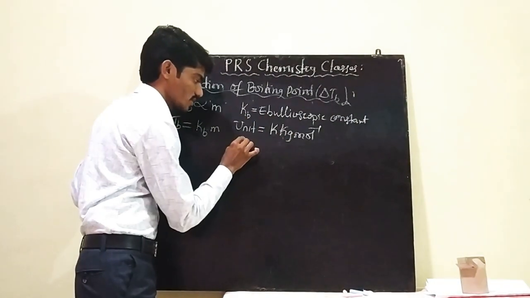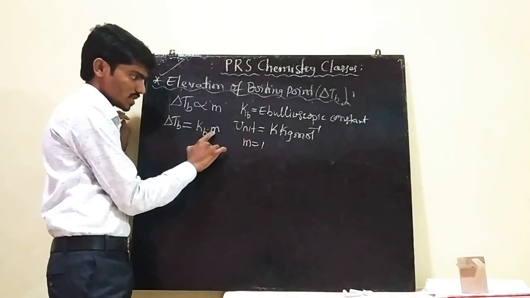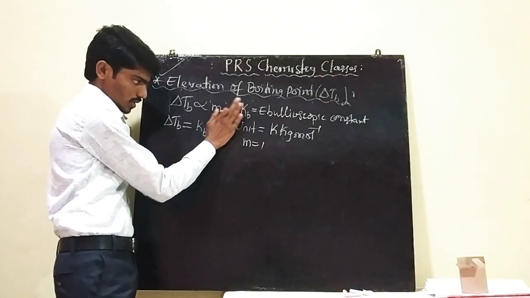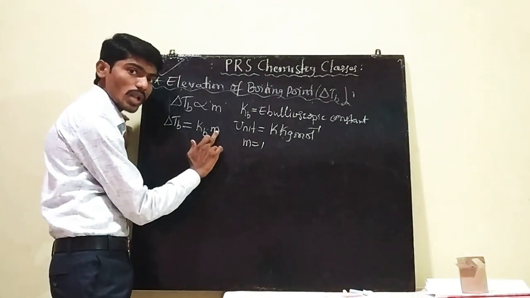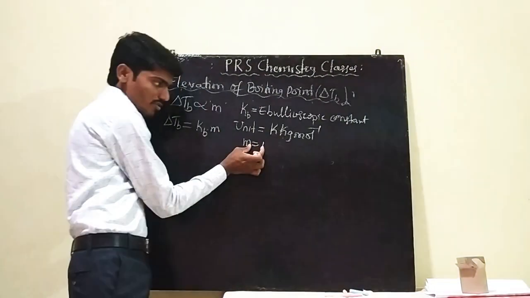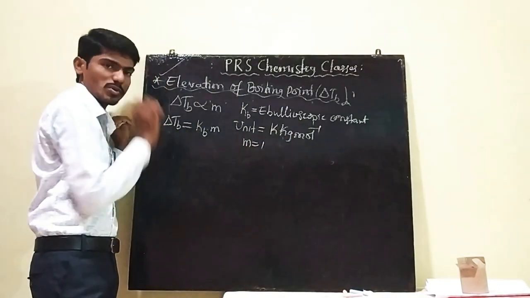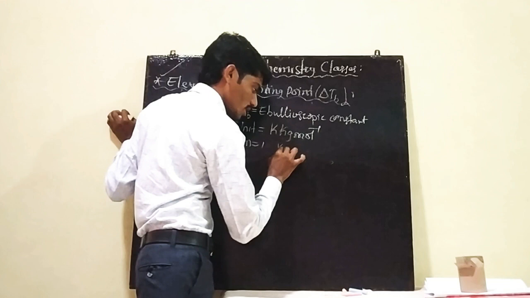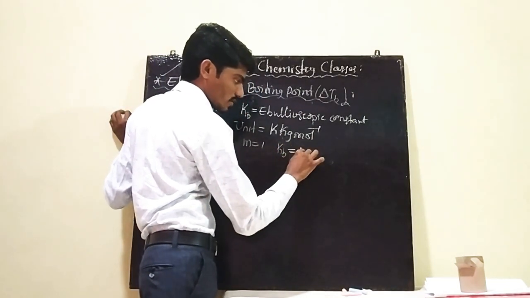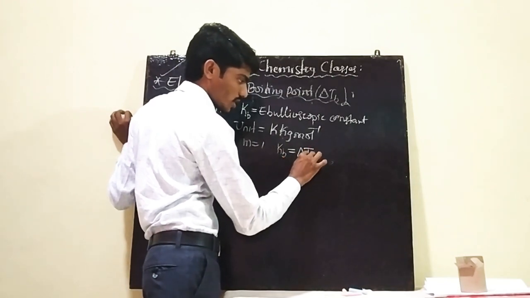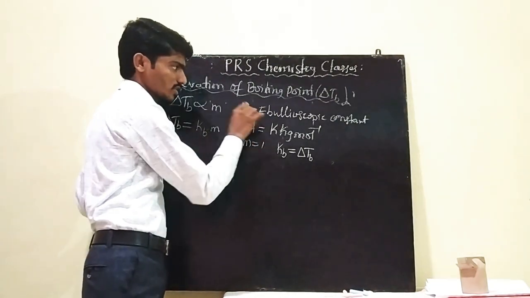Kb can be defined as follows: if in this equation m is equal to 1, that means Kb is equal to delta Tb. So for a 1 molar solution, how do we define it? m is equal to 1, that is, for a 1 molar solution, this difference is what we call Kb. For a 1 molar solution, the ebullioscopic constant is defined as the difference between the boiling temperature of the solution and the solvent. This is its definition.